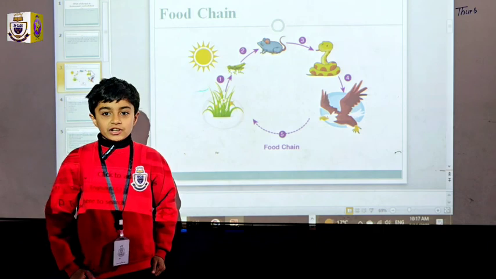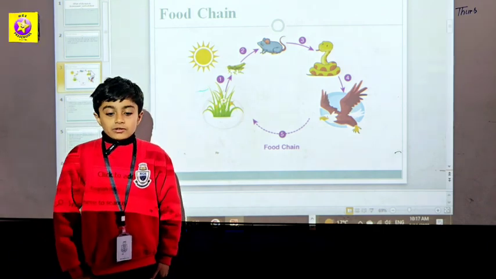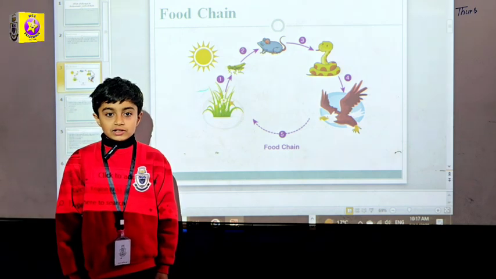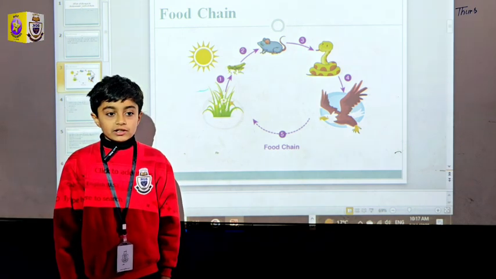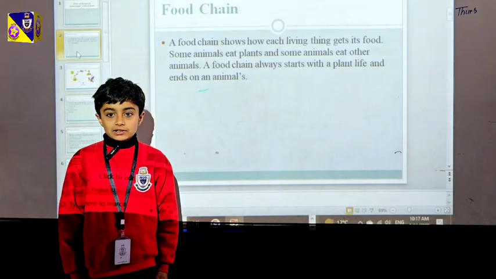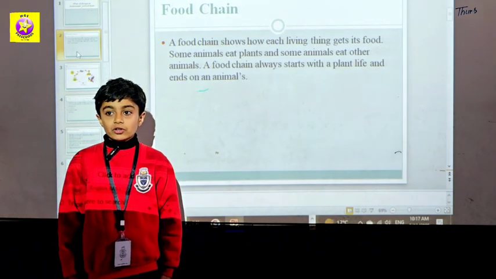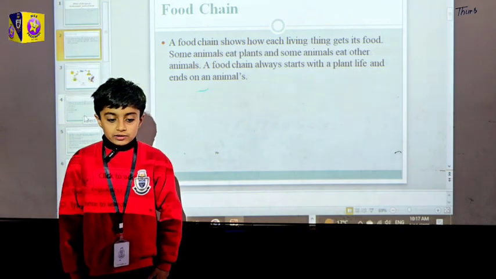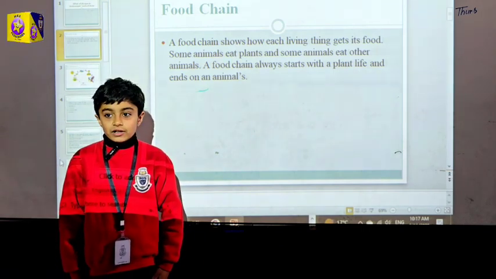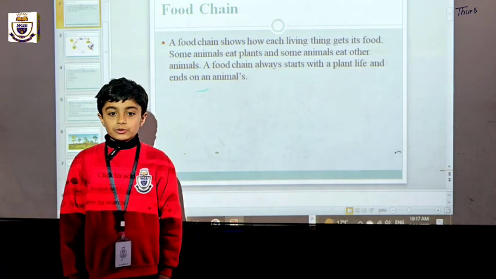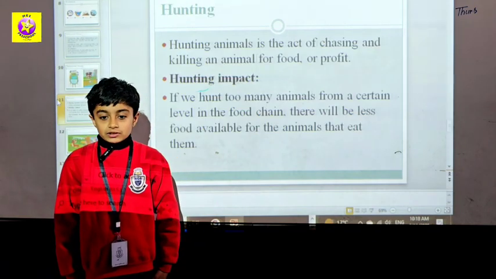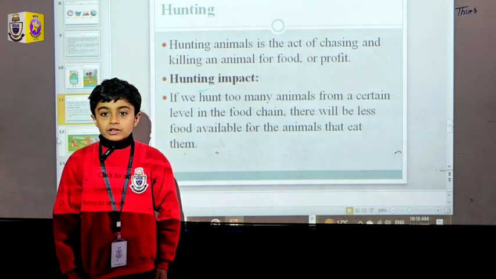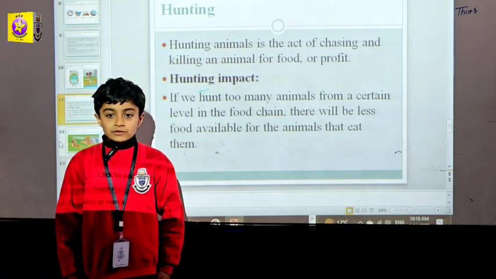A food chain shows how animals get their food. A food chain always starts with plant life and ends with an animal. Then I will tell you about hunting. If we hunt too many animals, there will be less food available for animals that eat them.